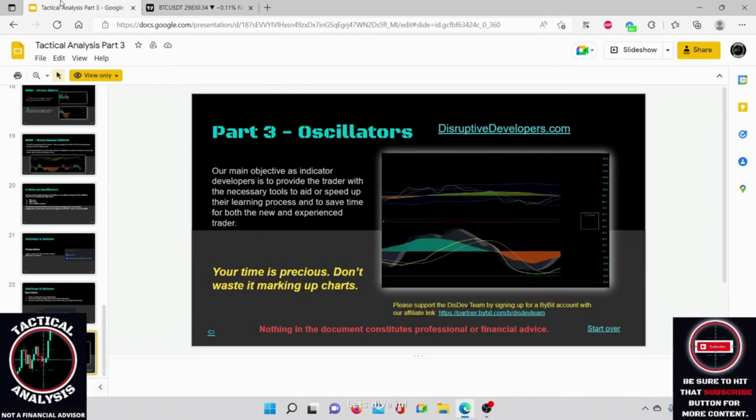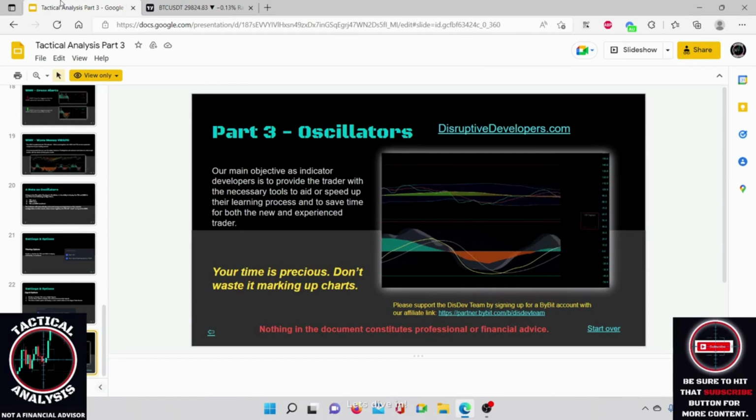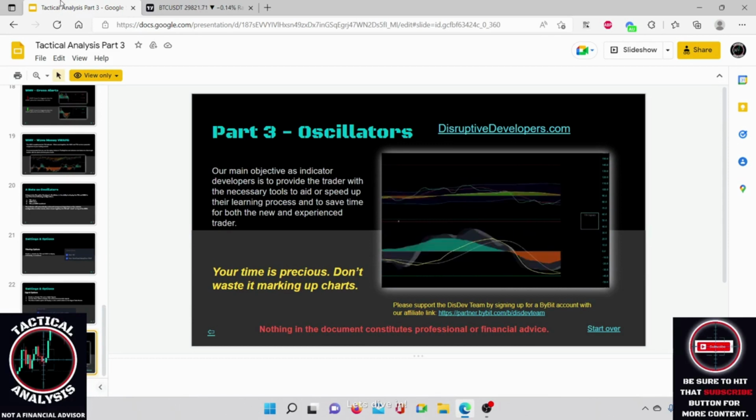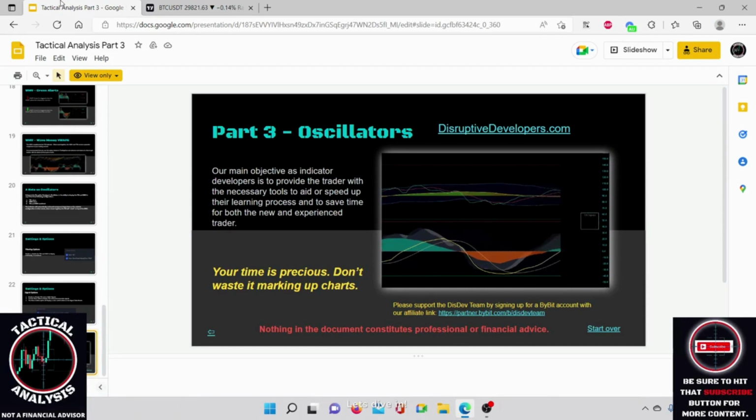Okay, again, part 3 oscillators. Main objective as indicator developers was to provide the trader with the necessary tools to aid or speed up their learning process and save time for both the new and experienced trader. Okay, as always, your time is precious. We don't want to use it marking up charts. Okay, don't waste time putting all these extra things on charts, right? The least that you can use to have the most efficient gains, right? You want to use the minimum effort to get the maximum result, so to speak, okay?